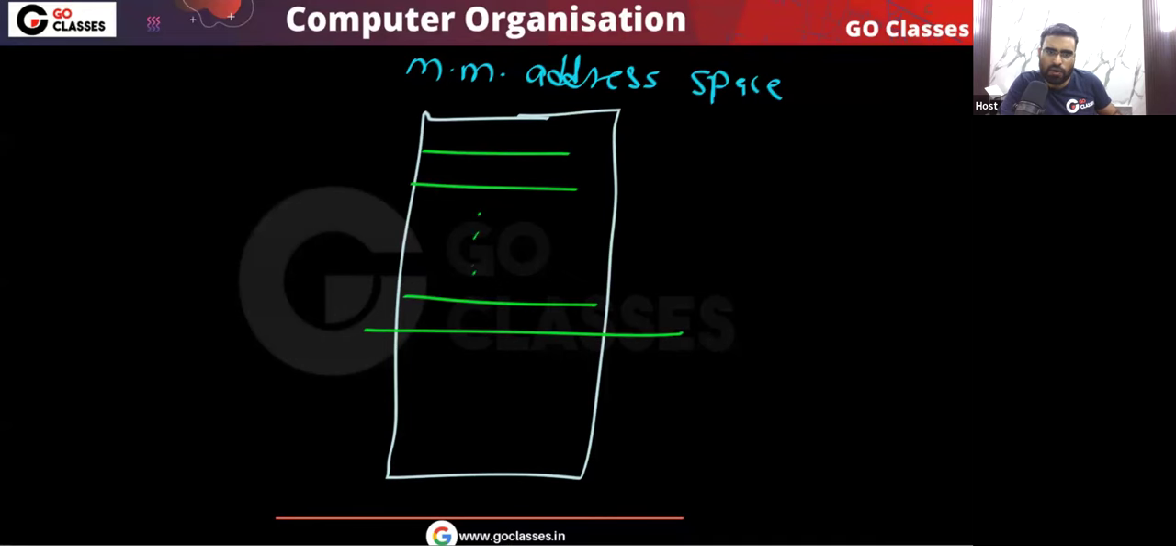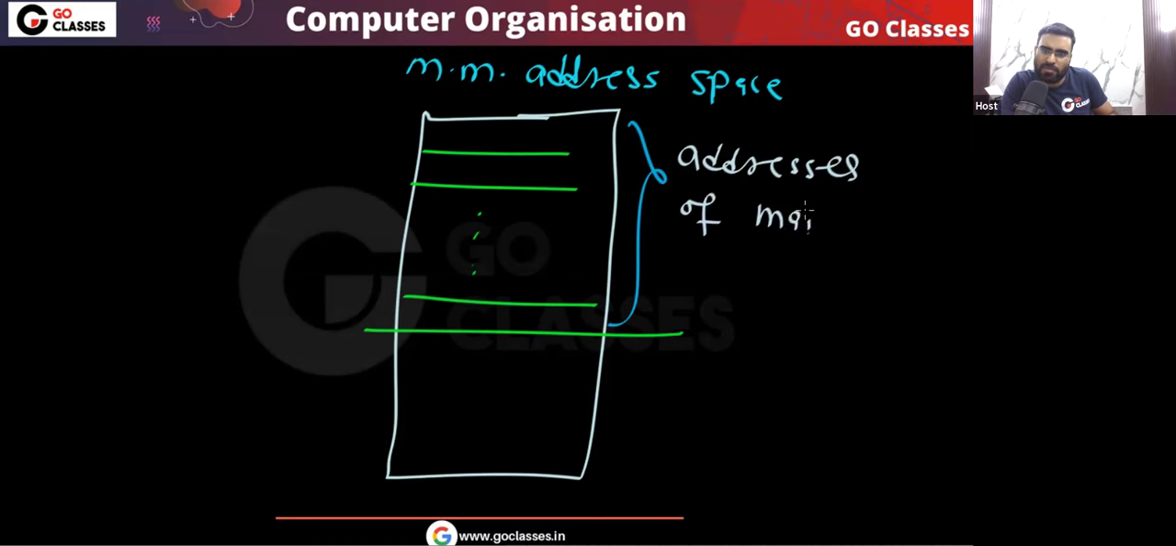Now tell me one more thing. Since we are using the same address space for IO devices and main memory, this is your main memory address space. In this address space, I told you that some addresses will be used by main memory. Yes or no? For example, let's assume all these addresses are used by main memory. These are the addresses of main memory.